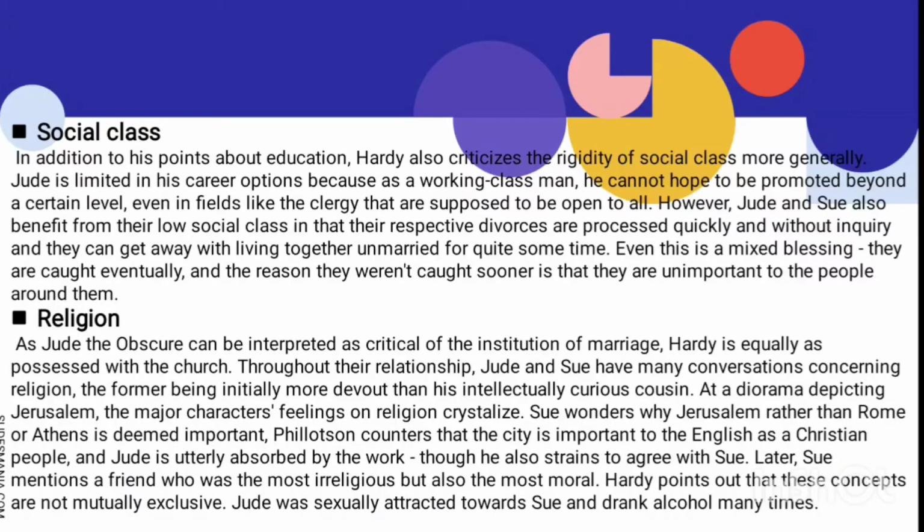Sue wonders why Jerusalem rather than Rome or Athens is deemed important. Phillotson counters that the city is important to English people as a Christian people, and Jude is utterly absorbed by the model, so he also tends to agree with Sue. Later, Sue mentions a friend who was the most irreligious but also the most moral. Hardy points out these concepts are not mutually exclusive. Jude was sexually attracted towards Sue and drank alcohol many times.